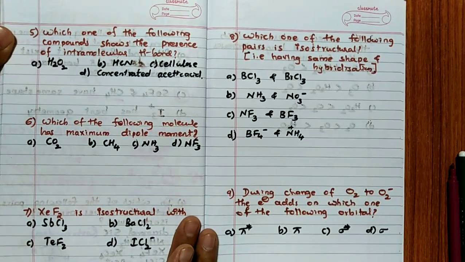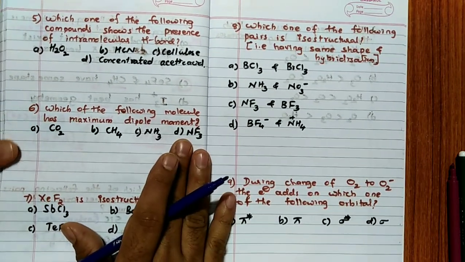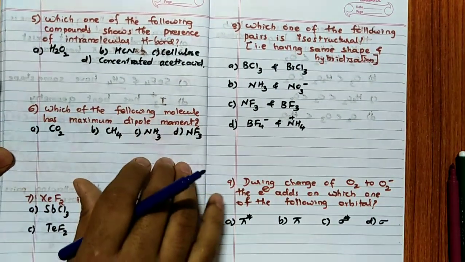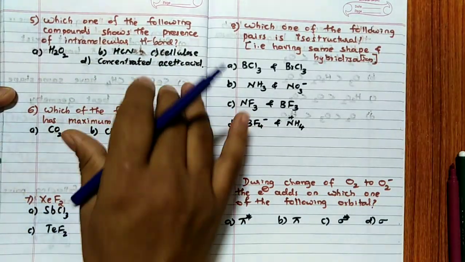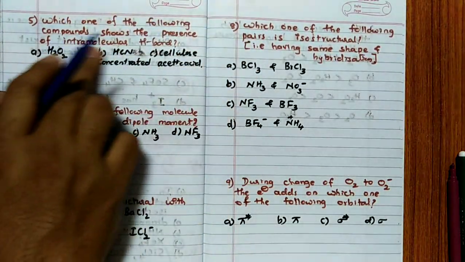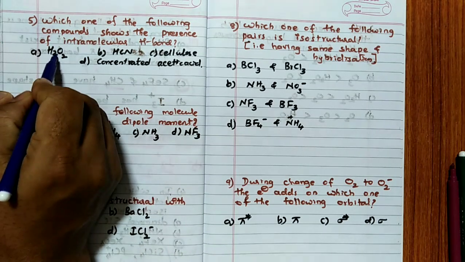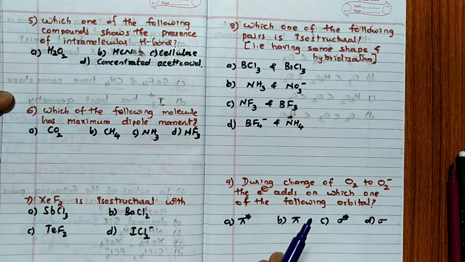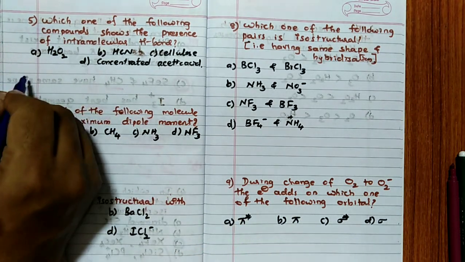Fifth one. Which one of the following compounds shows the presence of an intramolecular hydrogen bond? See, a very simple question, something you have to think about. Intermolecular means between two molecules. H2O2 never forms intramolecular. So intramolecular, one example I will give.